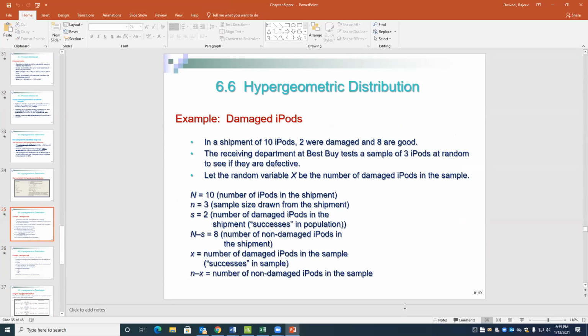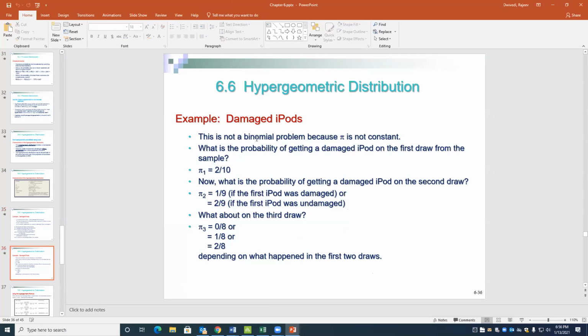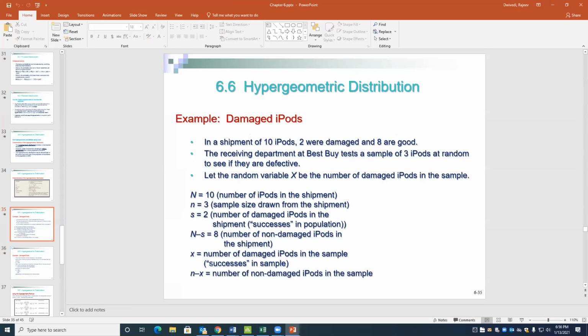example. In a shipment of 10 iPods, 2 were damaged and 8 are good. The receiving department at Best Buy tests a sample of 3 iPods at random to see if they are defective. Let the random variable x be the number of damaged iPods in the sample. So this is N equal to 10, small n, they took 3 as the sample, and S is the number of damaged, or successes, in the population. So look into the question. This is not a binomial problem because pi is not constant here.